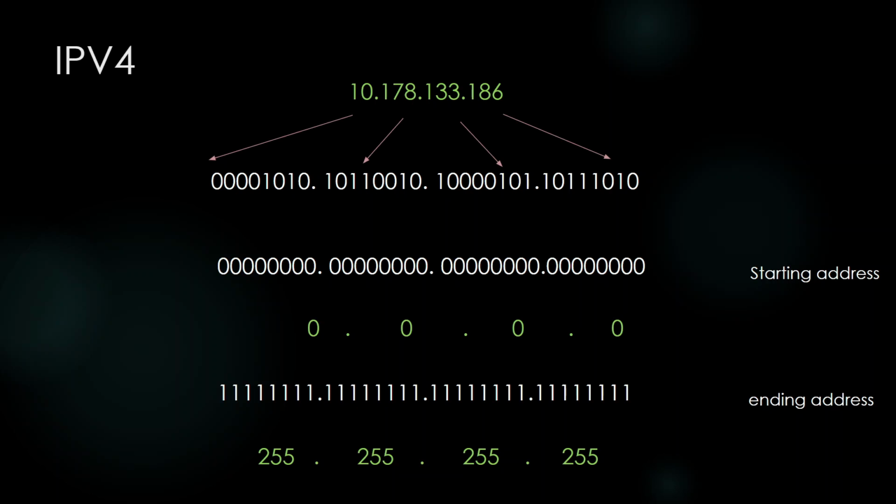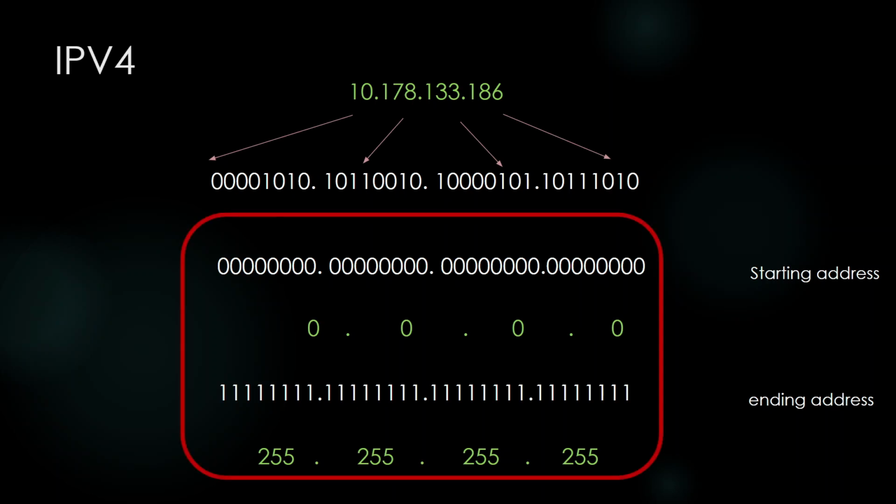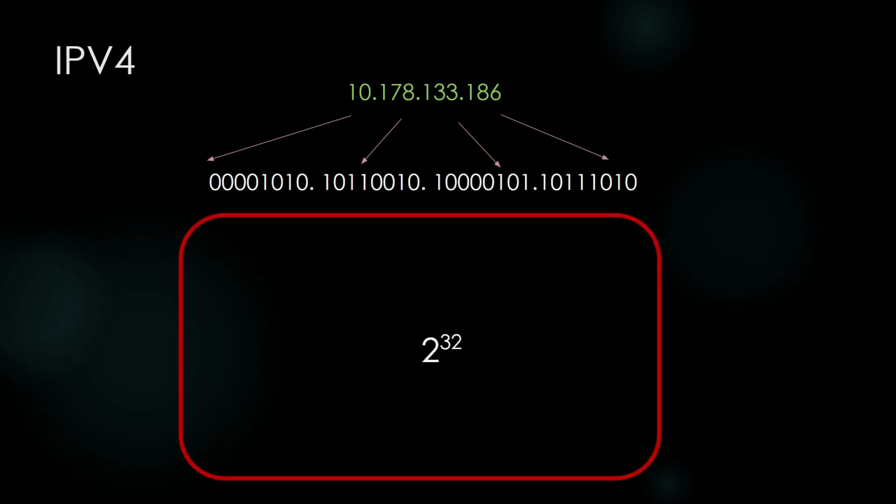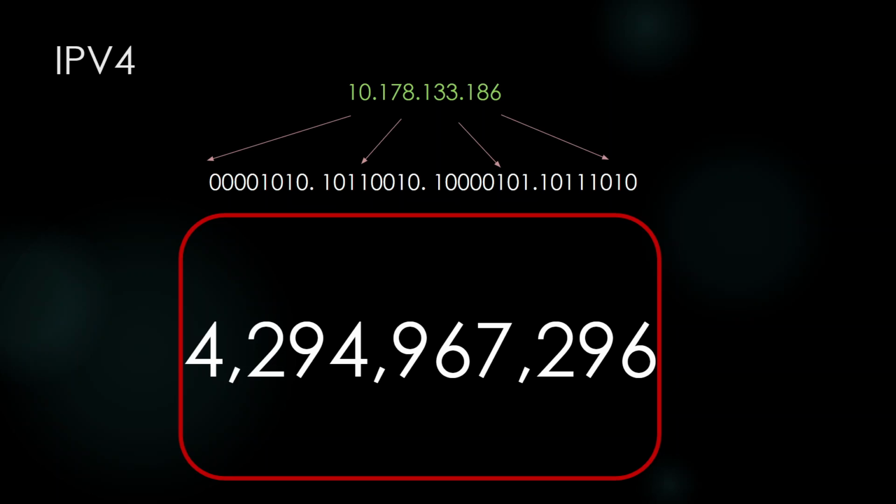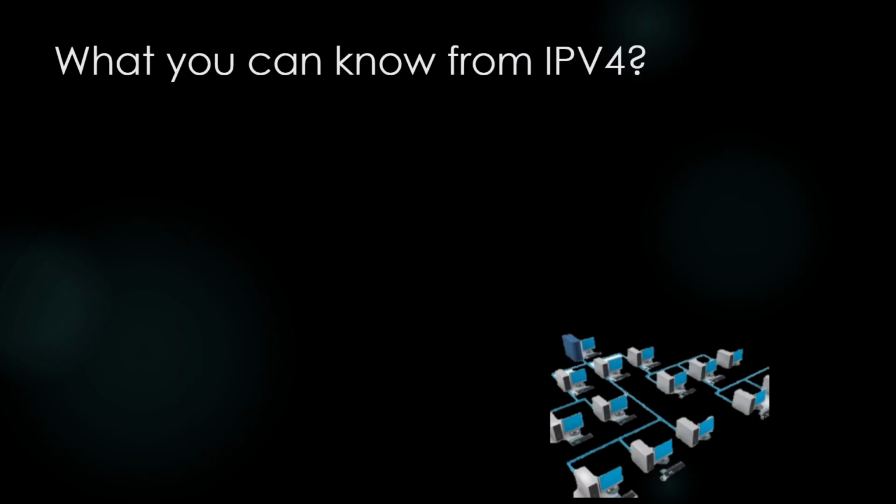So, how many IPv4 addresses are there? There will be 2 raised to 32 IPv4 addresses, which is equal to 4 billion. It means 4 billion devices can be connected to the internet. The IPv4 address is not just a number. There is so much information hidden inside an IP address. So what can you know from an IP address?